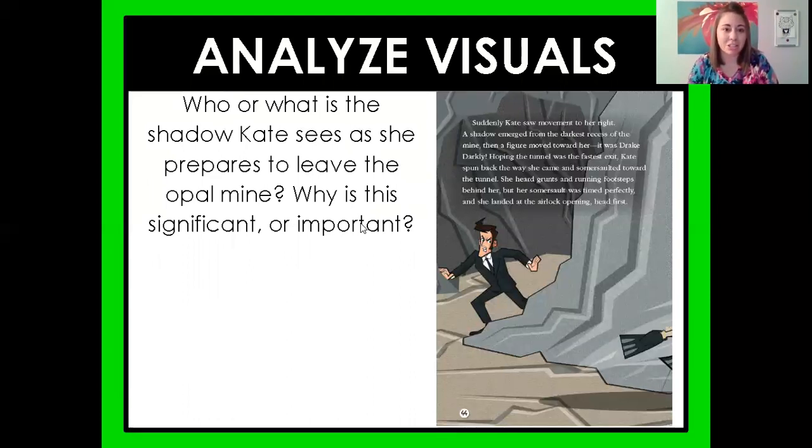Who or what is the shadow Kate sees as she prepares to leave the opal mine? Why is that significant or important? So again, let's think about that.